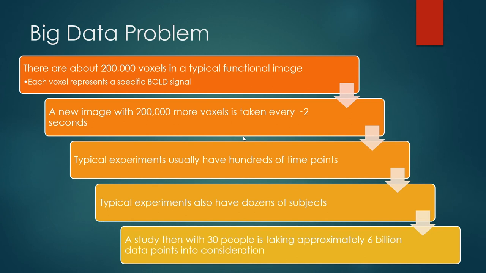They also have tons of subjects. The experiment we just ran had 114 subjects. This one is kind of a typical study with 30 people. You take all of this stuff into account, 6 billion data points that you have to take into account. So the computational stuff with this is insane. One person's functional image takes up like hundreds of gigabytes of data. I just ran models on, I think, 6 people, and it was like 4 terabytes of output. You have to have supercomputers to do this. It's pretty crazy how much computational power is required for this stuff.